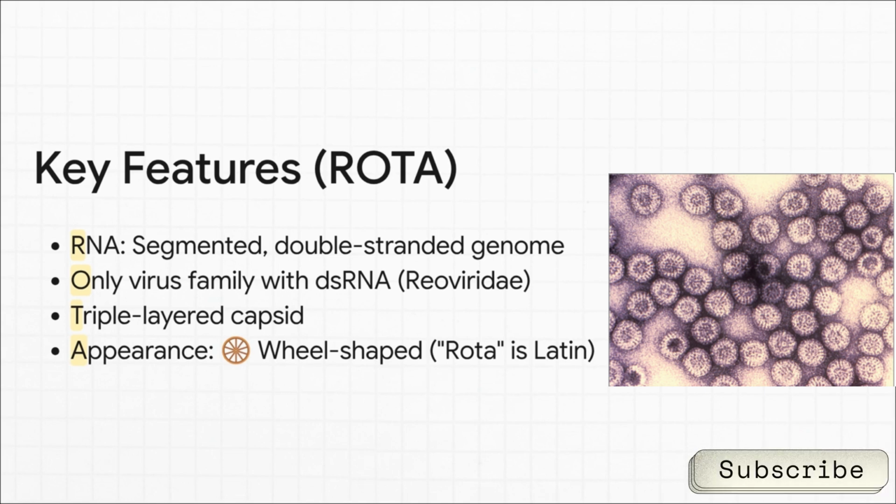O is for being the only virus family with that dsRNA. T stands for its toughest nails, triple-layered capsid, which makes it super resilient. And A is for its appearance. It literally looks like a wheel under a microscope, which is exactly where it gets its name. Rota is just Latin for wheel.